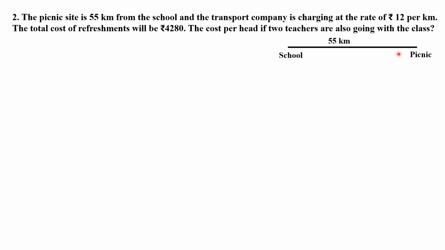So let's first find the transportation charge. Transportation charge is given for 1 kilometer, they have to pay 12 rupees. So first find out how much distance they are covering. From school to picnic, 55 kilometers. But if they have gone for the picnic, they have to come back to school also, right? So the distance covered will be school to picnic and then picnic to school. So both ways distance you have to consider. So transportation charge will be distance both ways multiplied by the rate.